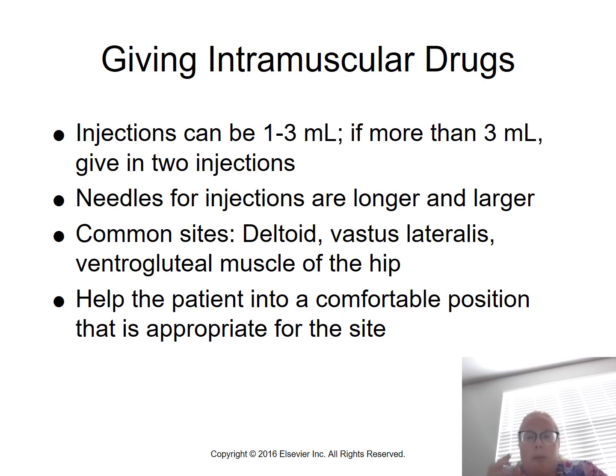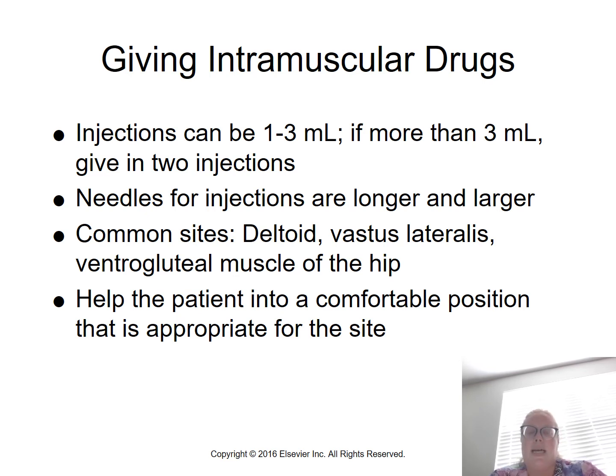Okay, intramuscular medications. A drug given by the intramuscular route is given by injection deep into a muscle. Because of the rich blood supply in the muscles, IM drugs are absorbed much faster than subcutaneous drugs. Now, injections should be about 1 to 3 milliliters. If you're going to have more than 3 milliliters, you're going to give that medication in 2 different injections. Typically, a good average is about 2 milliliters if you're going to go into a patient's arm.